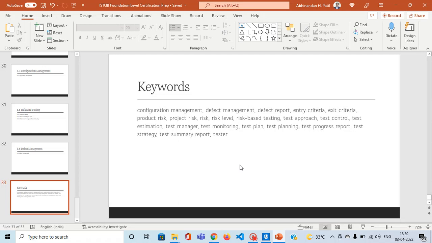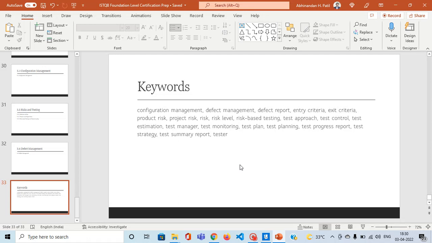a testing approach. And then test control, right? It is something which the test manager exercises whenever, while monitoring, he sees any deviation from the plan. Okay, and then we also discussed test estimation. Basically we estimate well in advance during planning how much effort may be involved for a particular activity. That is test estimation. The test manager is given the overall responsibility of the testing.